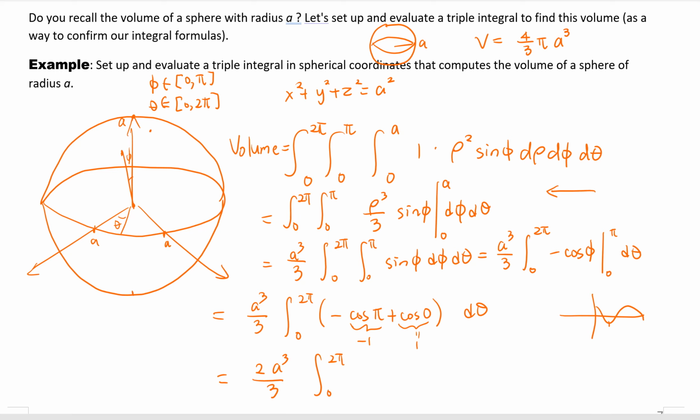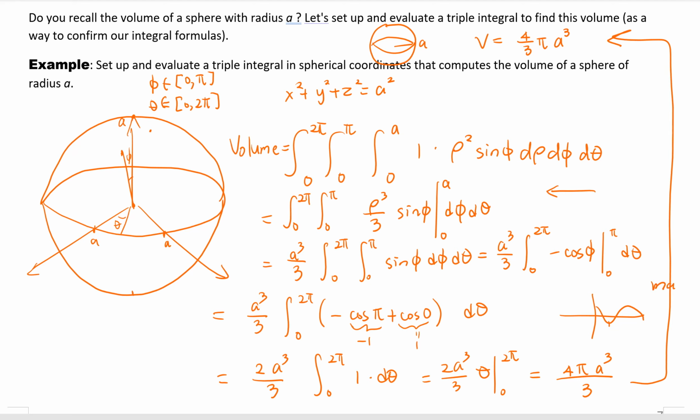Integral from 0 to 2 pi. Because we pulled out the constant, only 1 is left. The integral of 1 is theta, so theta evaluated from 0 to 2 pi. We plug in 2 pi, we get 2 pi, we subtract plugging in 0, which is 0. So we have 4 pi a cubed over 3. Do we have the same answer? Yes, they match. Yay! So this is how we calculate a triple integral in spherical coordinates. So far, so good, everybody. Let's continue.